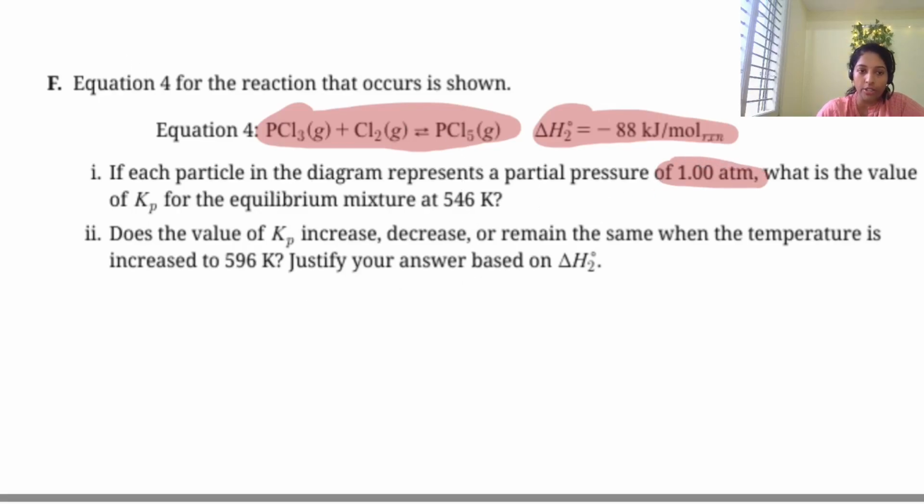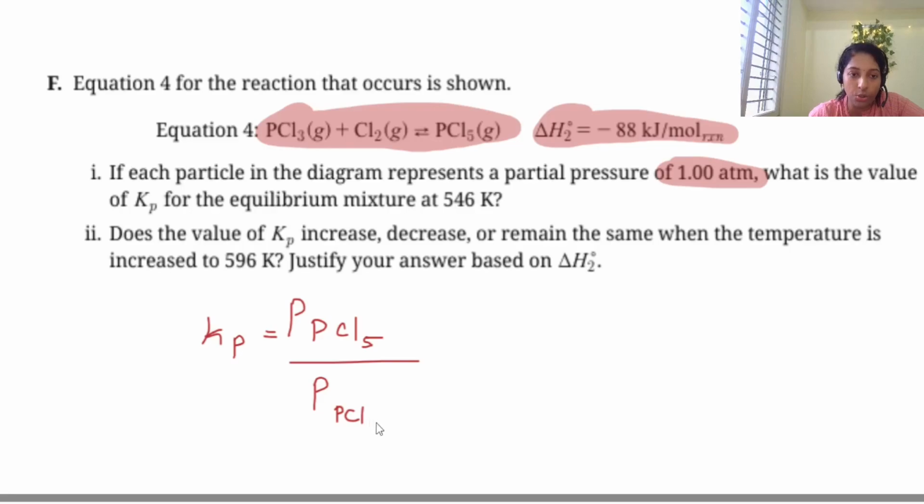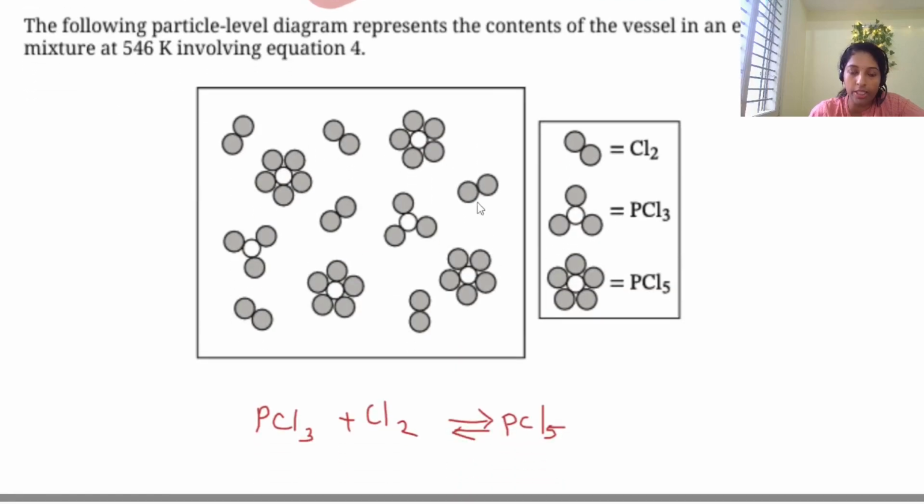So for this reaction, first you express the expression of Kp. Product concentration. Here it's not concentration, it's partial pressure. Kp means in terms of pressure. So P of PCl5 raised to 1 divided by P of PCl3, like pressure of products raised to their stoichiometric coefficients over pressure of reactants raised to their stoichiometric coefficients. So here times partial pressure of Cl2. This is the equation. And then they were telling us each particle you can consider as 1 atmosphere.